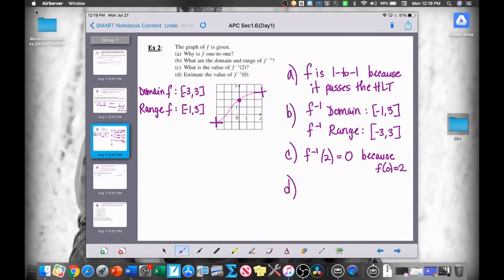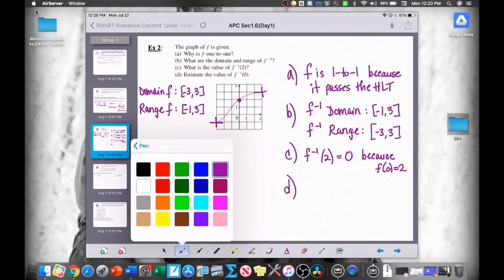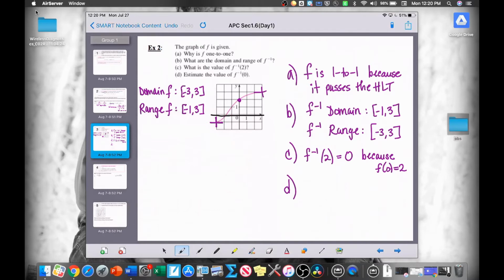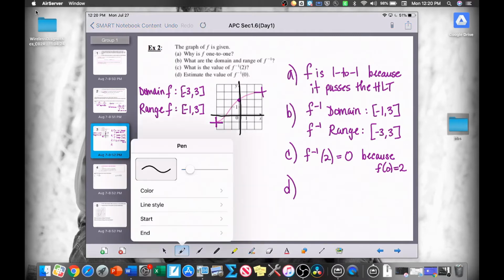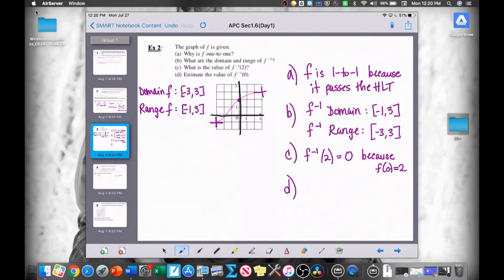And then finally, letter D, estimate the value of f inverse of 0. I look at my curve, and it might help if we bold our x-axis here. If I want to know what f inverse of 0 is, then I need to find the location where my curve is crossing the x-axis. Looking at my graph, that spot appears to be right there. So I would say f inverse of 0 is approximately -1.75.